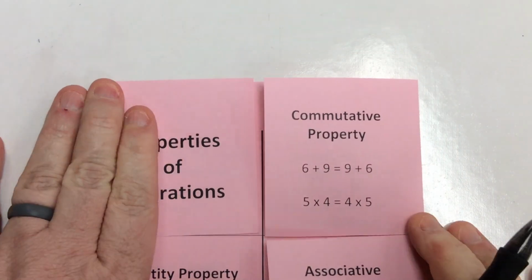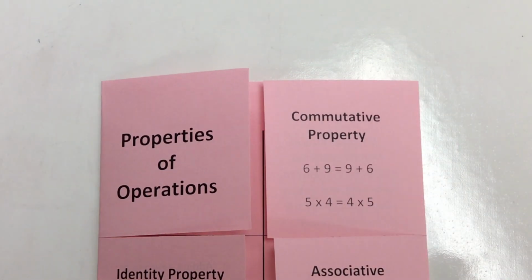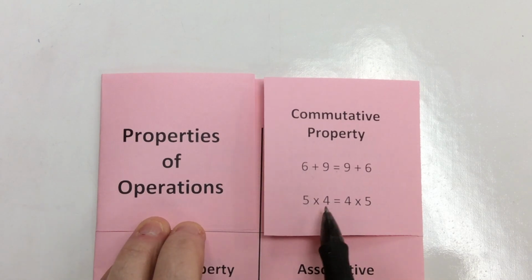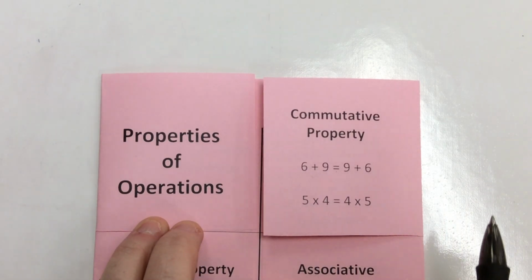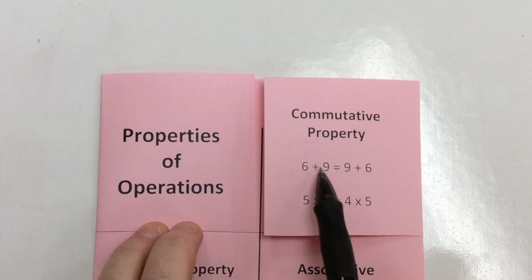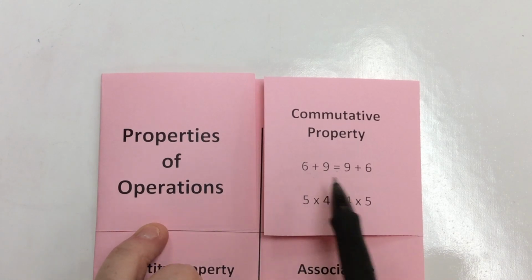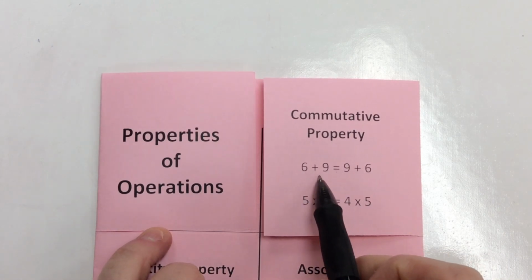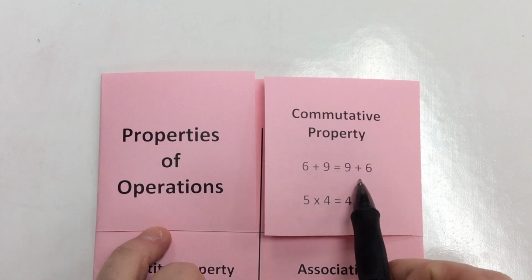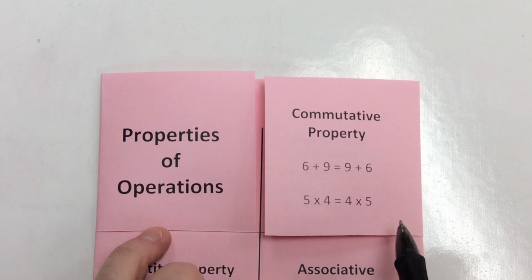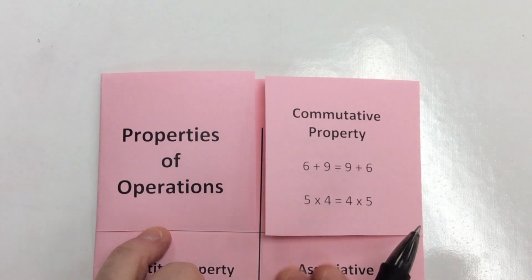Commute. If you commute to work, you travel, you move, you drive. So what this means, we have the commutative property of addition or multiplication. Now, it only works for adding and multiplying, not dividing or subtracting. It says I can move the order of these numbers and it doesn't change them. This expression is equivalent to this expression. 6 plus 9 is equivalent to 9 plus 6. 5 times 4 is equivalent to 4 times 5. I can move these numbers.